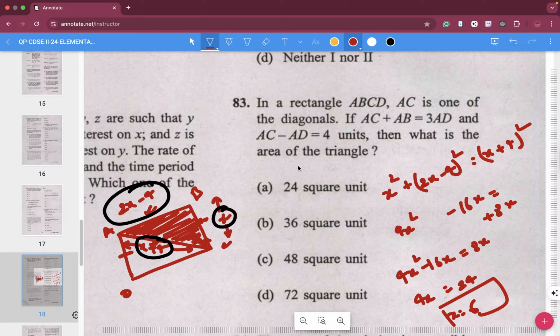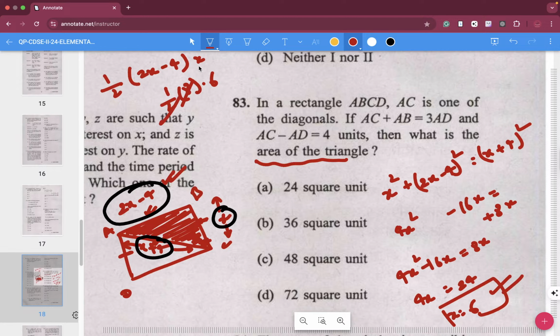And what they have asked is, what is the area of the triangle? Area of the triangle is half into base. Base value is 2x minus 4. This is the base, and this is the height, into x. So half into x value is 6 already. 6 into 2 is 12, 12 minus 4 is 8, into 6. This one gone 4 times. This is your 24. So 24 square units is going to be the answer for question number 83, folks.